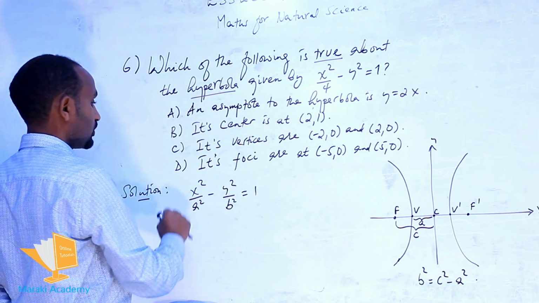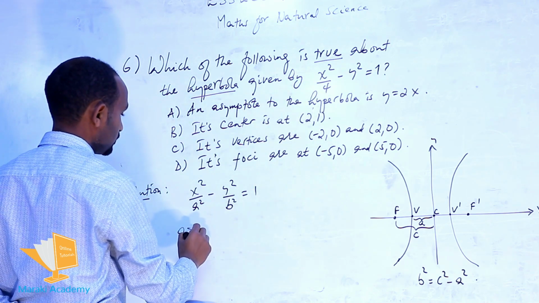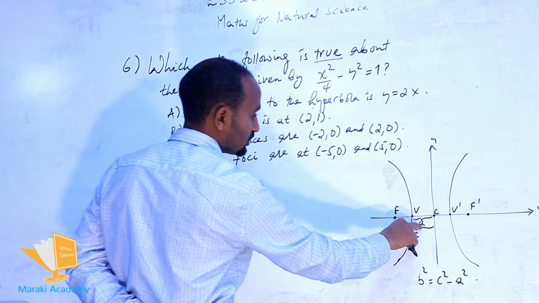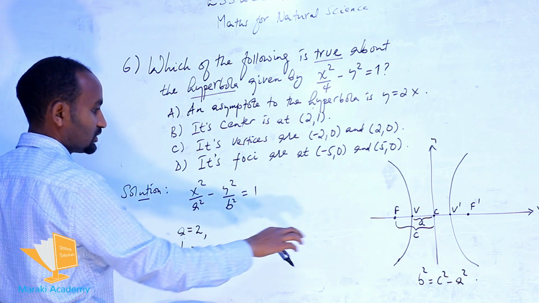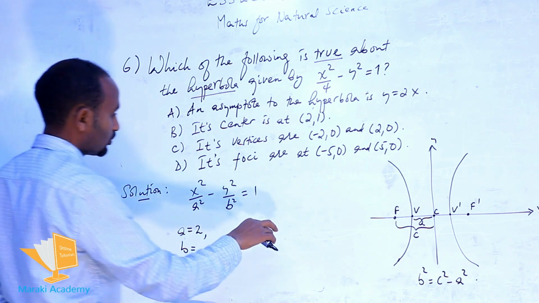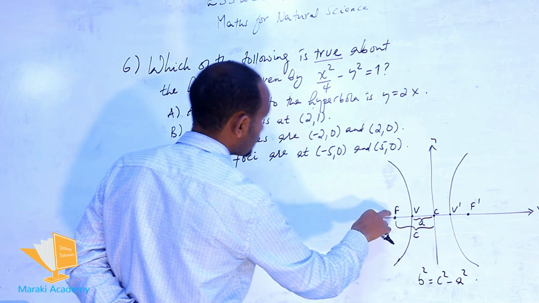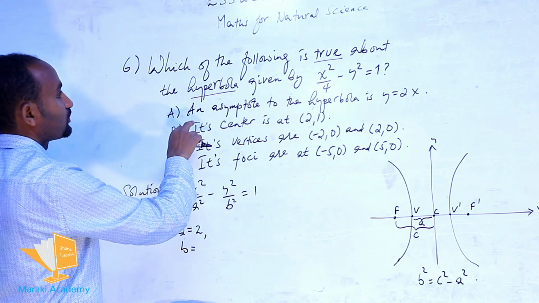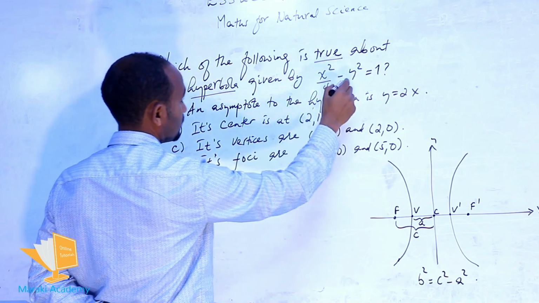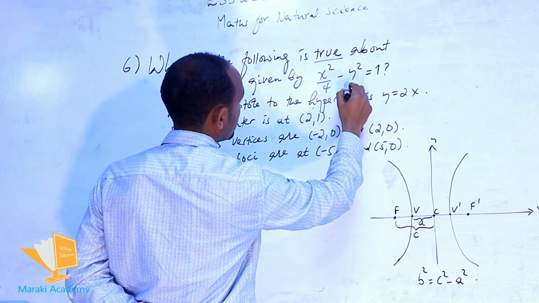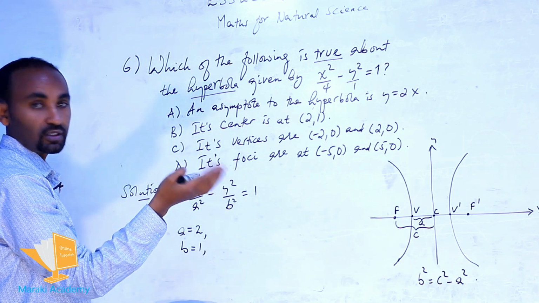So here, what is a? a squared is 4, right? So a is 2. So this distance from the center to the vertex is 2. What is b? We have b squared equal to c squared minus a squared, so how do we find c? c is the distance from the center to the focus. Now we have x squared over 4, and y squared over 1, right? So b is 1, because 1 squared is 1.